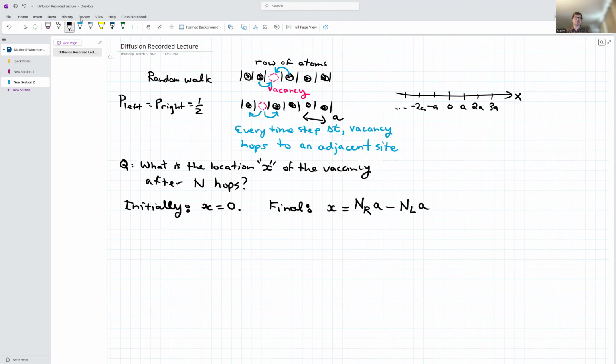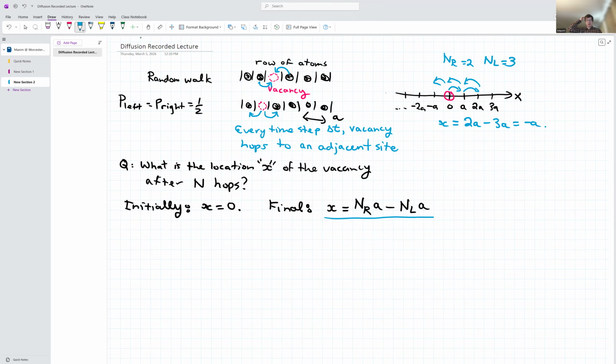So we can imagine the vacancy starting at the center of this coordinate system, and then we just hop back and forth. Could go this way, then this way, then we could go back. And what you do is you count up the number of steps to the right, in this case there's 2, and the number of steps to the left, in this case it's 3. So you see that in this example, the final location would be the number of steps to the right, 2A, minus 3A, which is minus A. So that kind of checks out. So this is our formula.